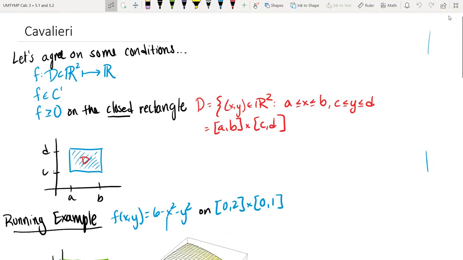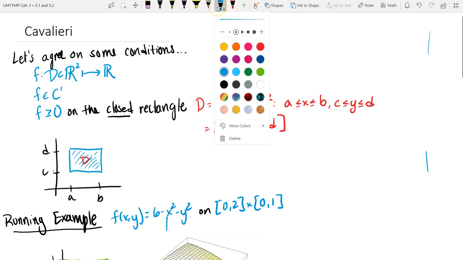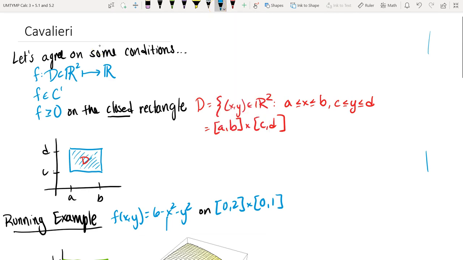Alright, so let's keep talking about finding area underneath some functions. To begin, we're just going to start with some conditions. We're going to agree that we're on a set D. Various places during the videos, you're going to see me actually use R instead of D. Doesn't much matter. I'm going to stick with D as that's what I have on the slide.